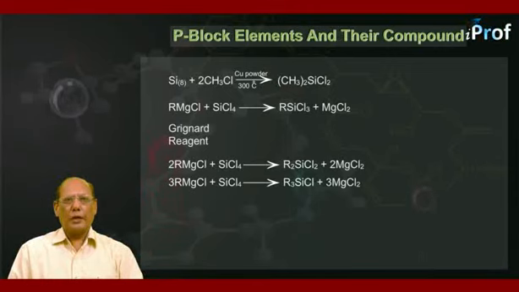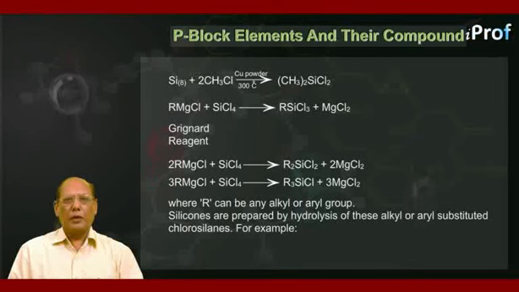Also, 3RMgCl plus SiCl4 may give R3SiCl plus 3MgCl2 also. Where R can be any alkyl or aryl group. Silicones are prepared by hydrolysis of these alkyl or aryl substituted chlorosilanes.